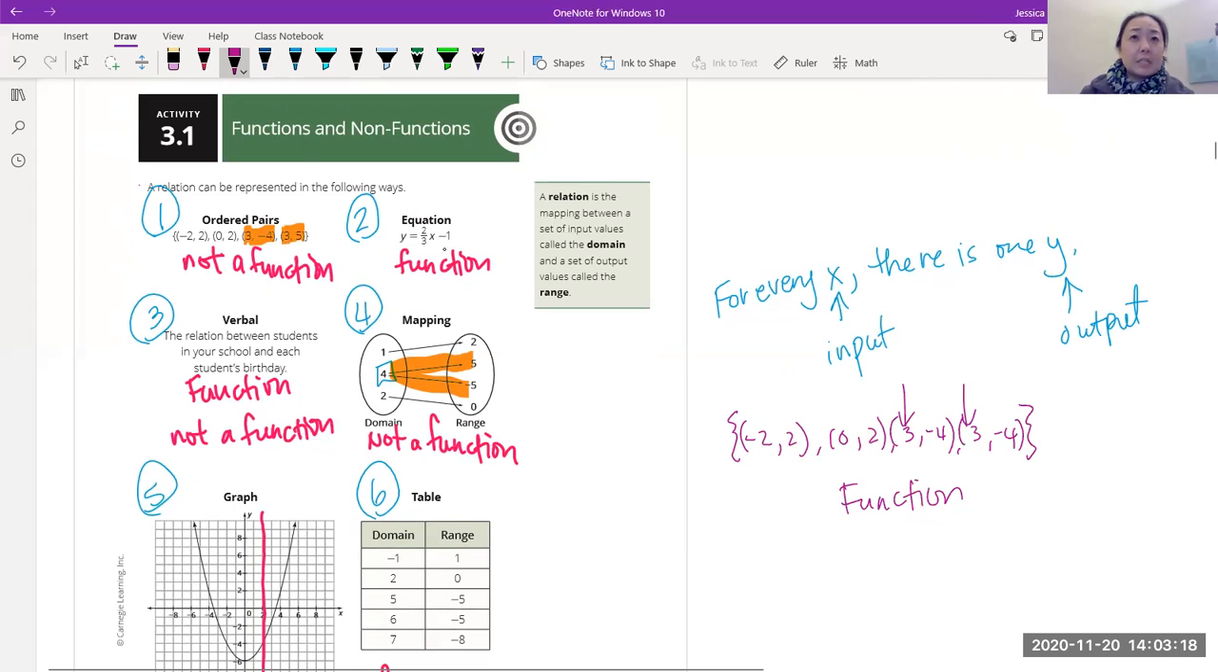If you look at this one, this is a linear equation, right? And all linear equations, except for the vertical ones, are functions. We talked about that yesterday. So this one's definitely a function.